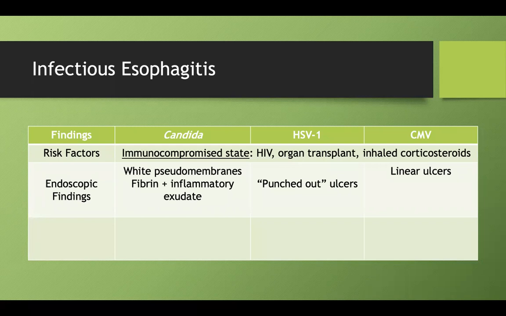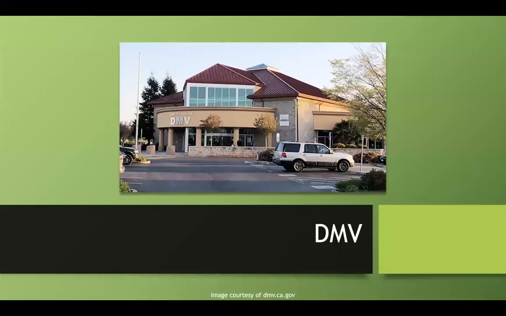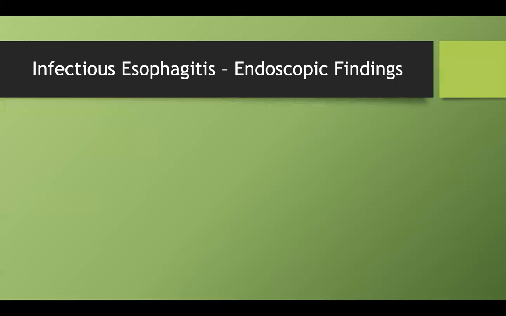And a mnemonic that's really helped me differentiate these, because it's pretty low yield to think about these in general: I always think about how there's always a line at the CMV. And for those of you who aren't in the United States, this is the DMV, the Department of Motor Vehicles, and they're notorious for taking forever to get anything done. So there's always a line there at the DMV. So I remember that. And so let's look at those pictures.